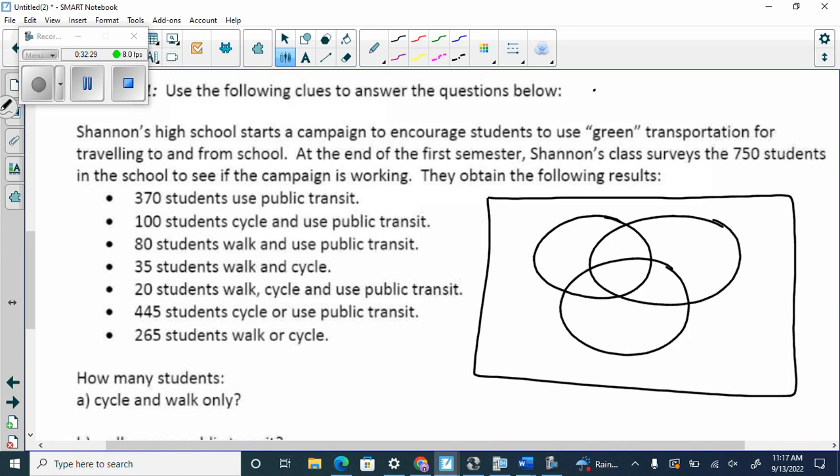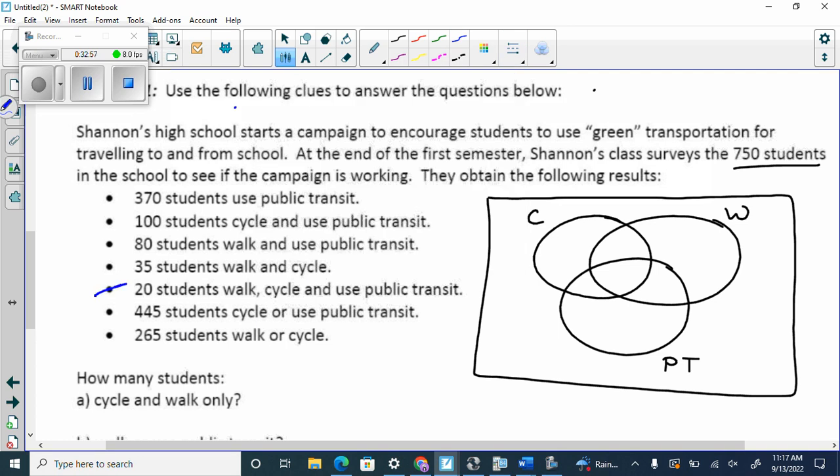So we know that we have 750 students total that were surveyed. And then we have public transit, cycling, and walking. I don't care which way you put your circles. Just keep in mind that yours might be twisted from mine, right? So just make sure you're going in the right spot, not just based off my circles. Some people do 1 circle on the top, 2 on the bottom. It doesn't matter, okay? What does matter is that we have to start at the very middle. That is not optional. It's a non-option situation.